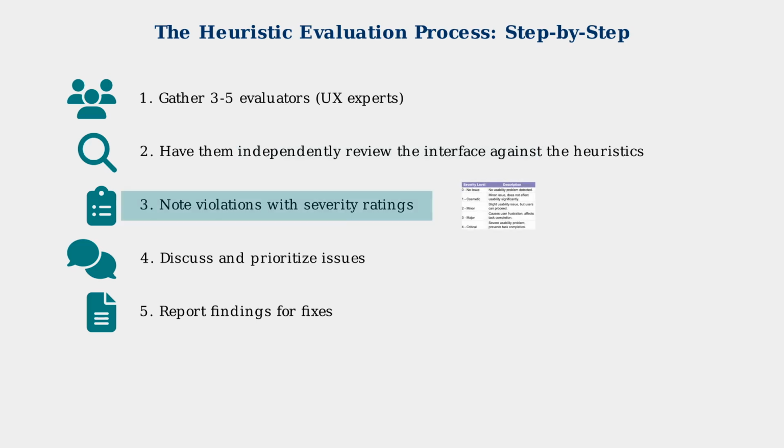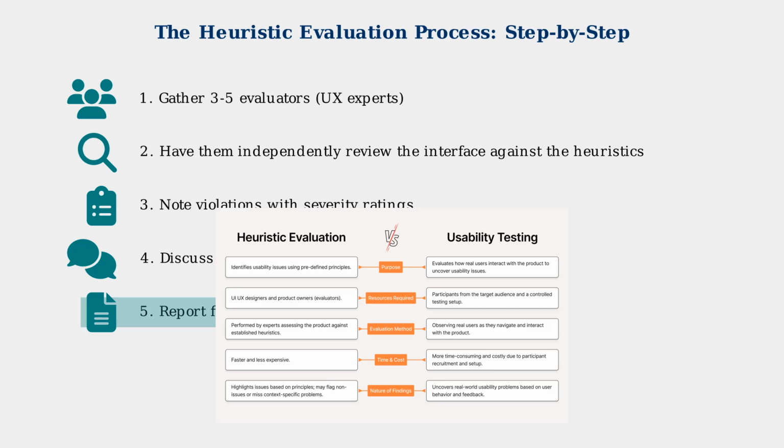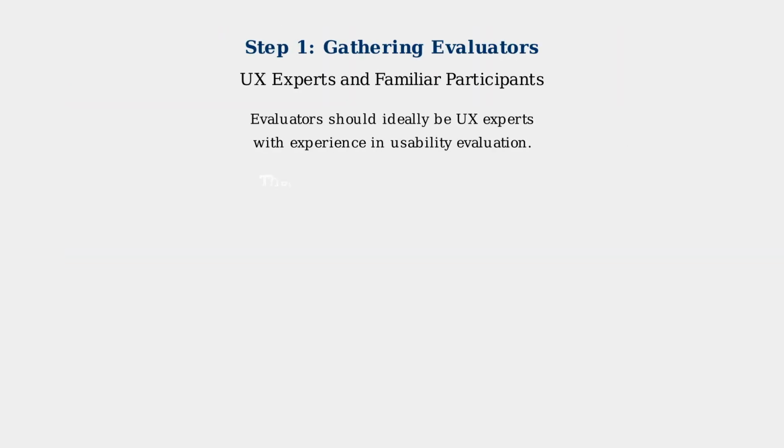Third, evaluators note violations and assign severity ratings. These ratings range from 0 for no issue to 4 for critical problems that prevent tasks. Fourth, the evaluators discuss their findings together and prioritize issues based on severity and impact on users. Finally, compile the findings into a report with recommendations for fixes, helping teams improve the design quickly. Compared to full usability testing, heuristic evaluation is faster and less resource-intensive, making it ideal for quick wins in UX design.